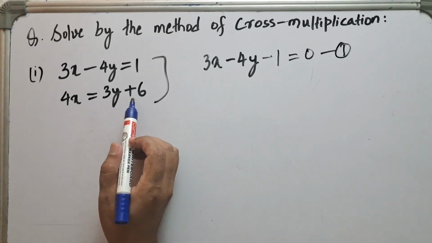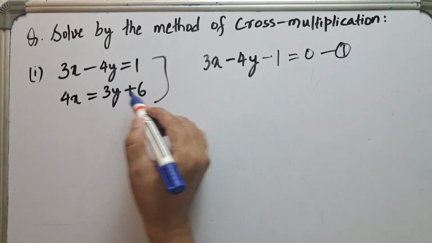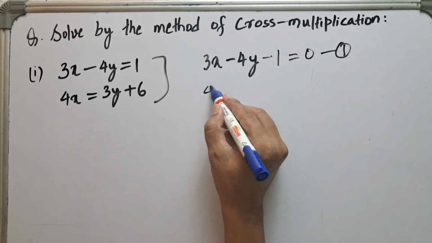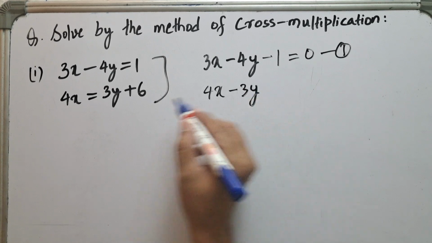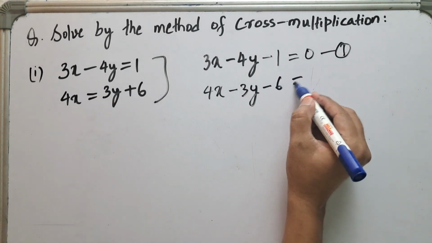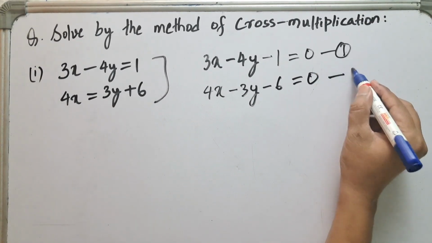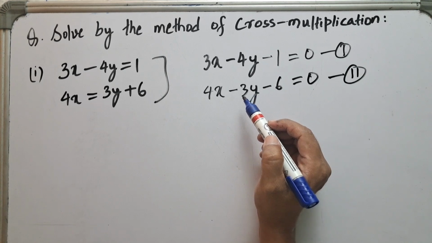4x equal to 3y plus 6. This is equation 2. So we bring 3y plus 6 from the right to the left hand side: 4x minus 3y, and plus 6 becomes minus 6 on the left hand side, equal to 0. This is equation 2. Now let us solve these two equations by the method of cross multiplication.